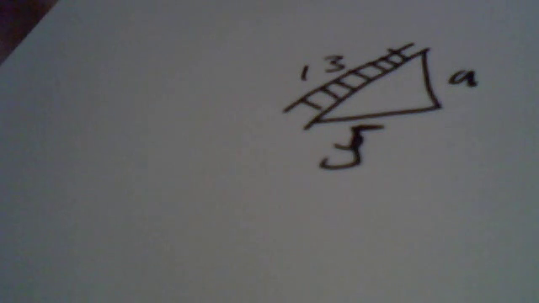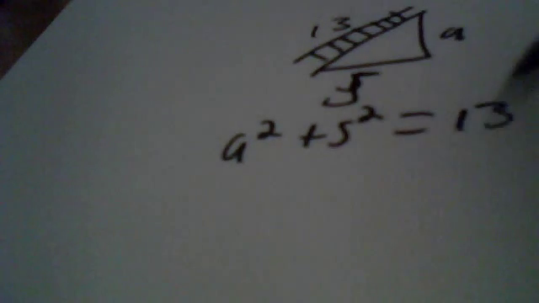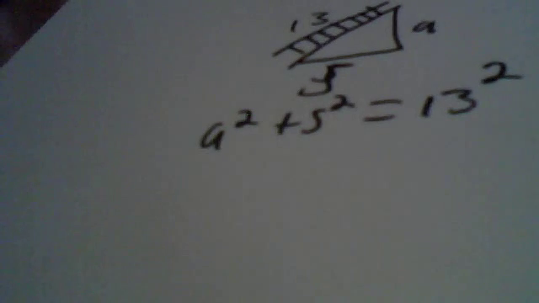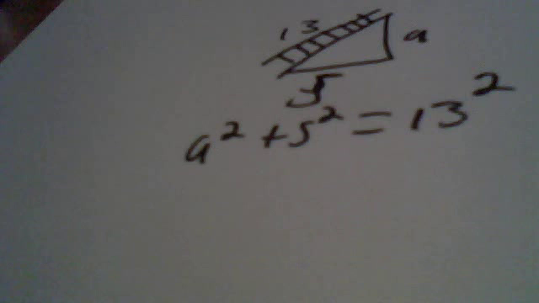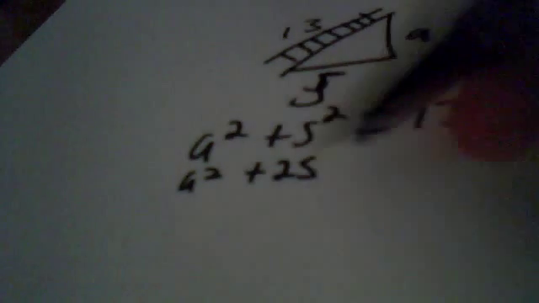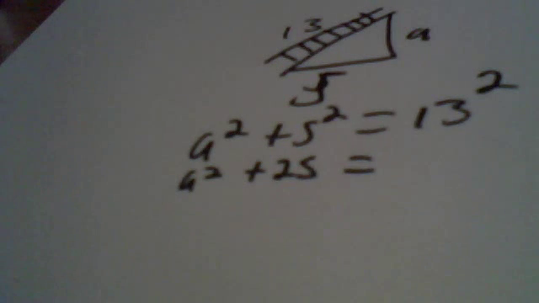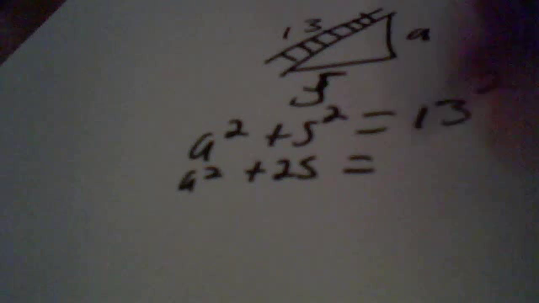So what we want to do is what we did before. We want to write it into the equation of a squared plus 5 squared equals 13 squared. We do that because we just plug in what we have into our Pythagorean equation. Now we must simplify. A squared is simply a squared, plus 5 squared is 25, and 13 squared is 169.